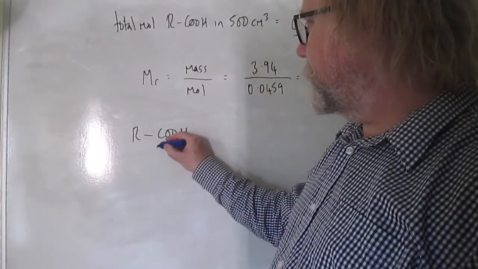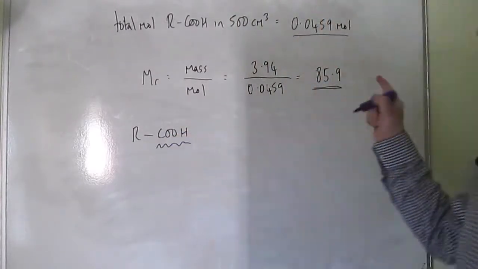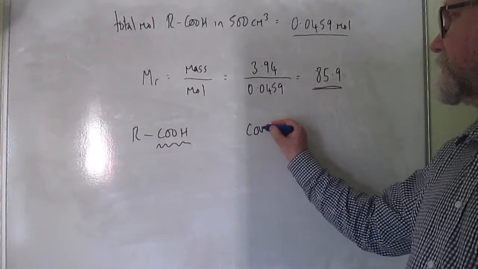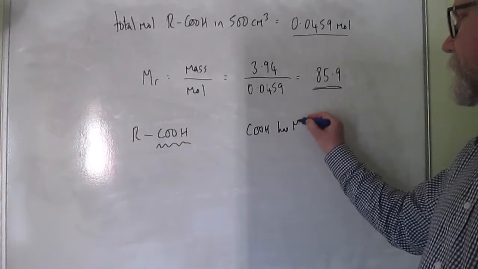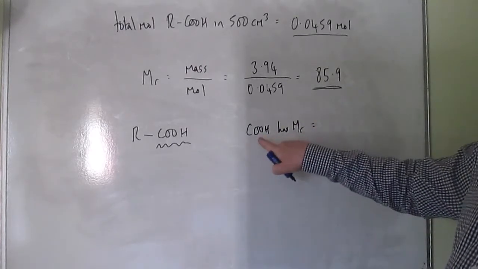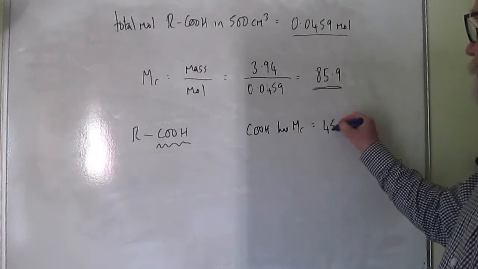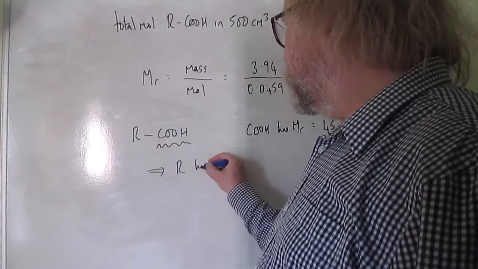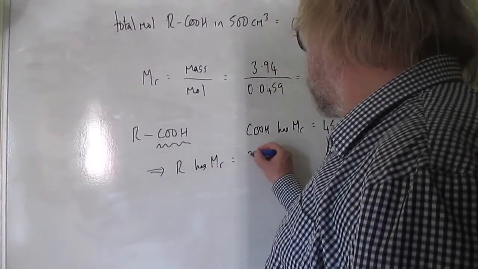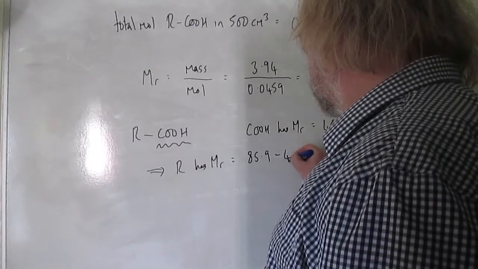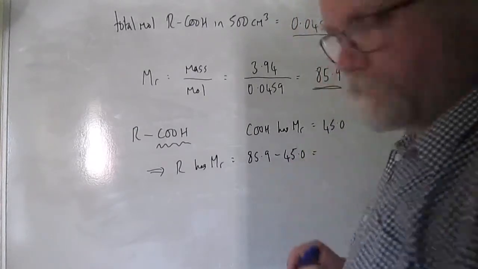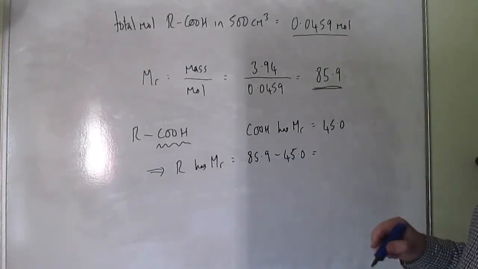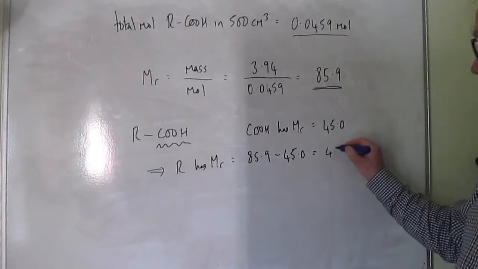So if we add up the MR of that bit, we can take that away in order to figure out what the MR of the R group is. So we get that COOH has an MR. If you add it up, we've got 12, 2 16ths and a 1, which adds up to 45.0, which means that the R group has an MR of 85.9 minus 45.0, which is 40.9.